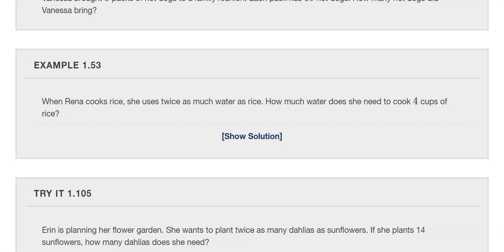Let's look at this example. When Rena cooks rice, she uses twice as much water as rice. How much water does she need to cook 4 cups of rice?